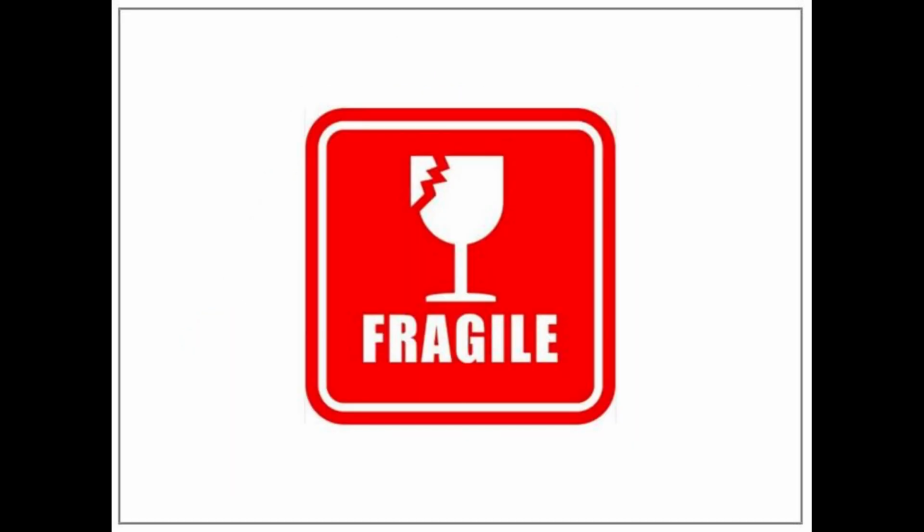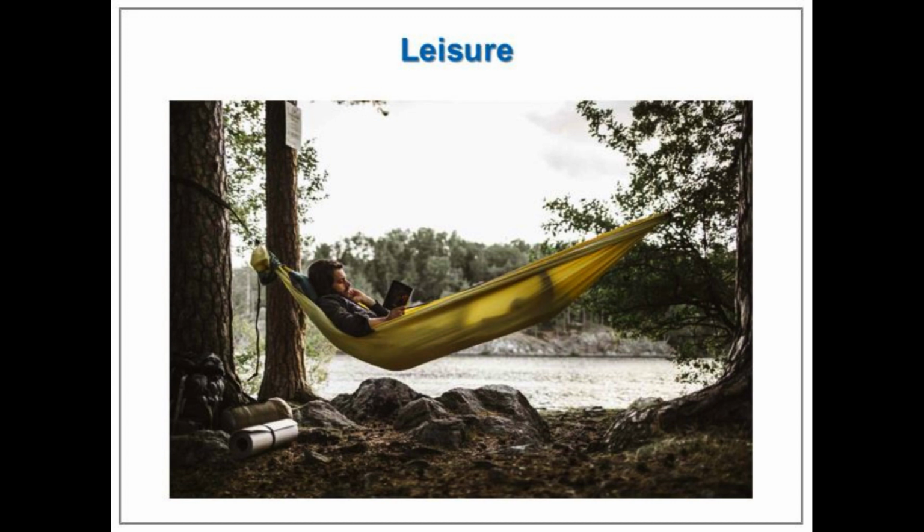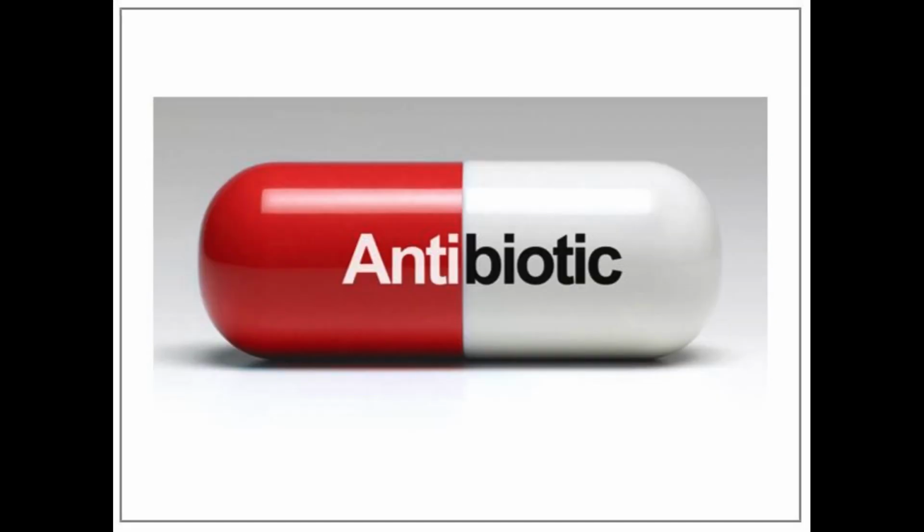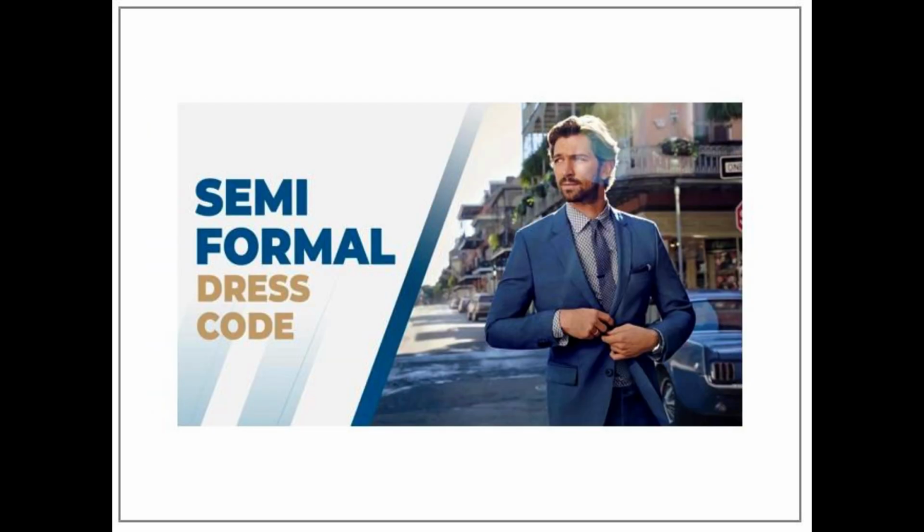The next word is fragile, which in American English is pronounced differently. The next word is leisure, which is pronounced differently as well. The next word is hostile, which in American English is often pronounced differently. The next word is antibiotic, which is pronounced differently in American English. Similarly, the word semi is pronounced differently in American English.